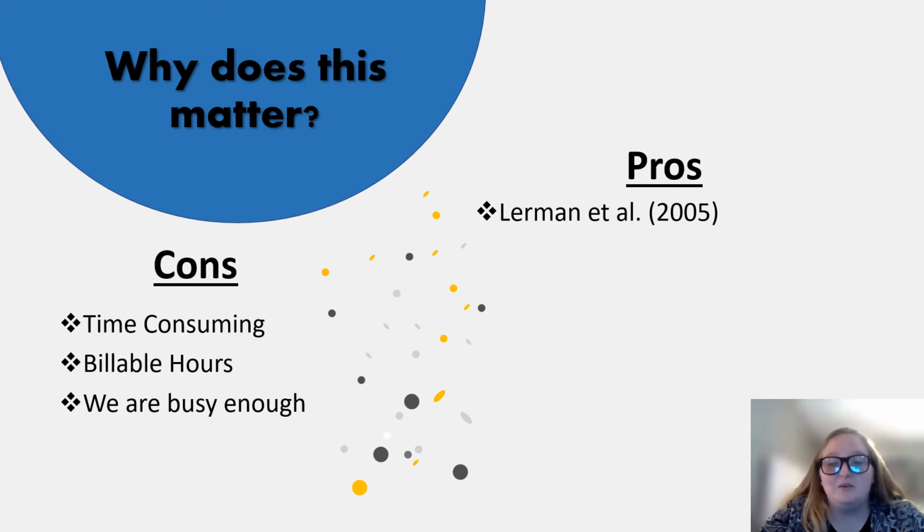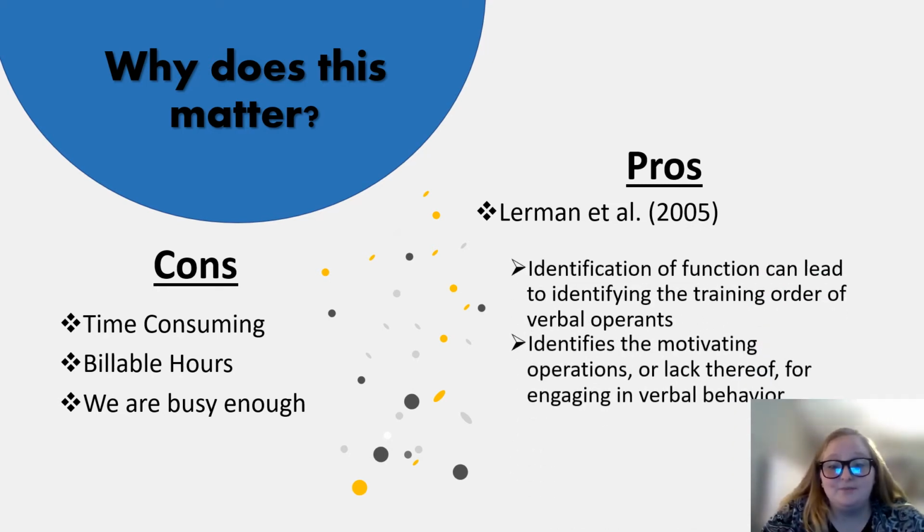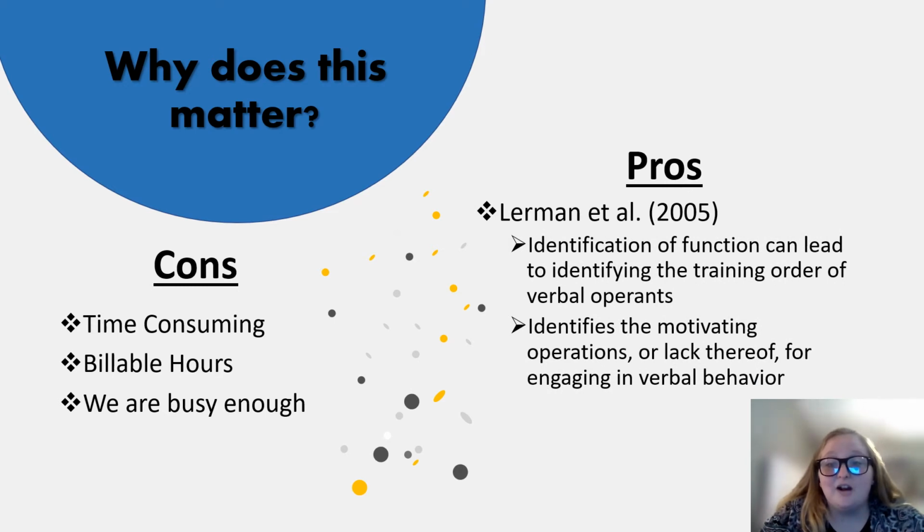So the pros to doing it. Lerman et al. identified several pros, but I'm going to go over 2. Identification of function can lead to identifying the training order of verbal operants. Not every kid learns verbal behavior the same way. They say developmentally mands come first, but I have not experienced that as often as I should. I have kids who will label and tact till they die, but trying to get them to mand for what they want, I'll die before I get them to say what they want.